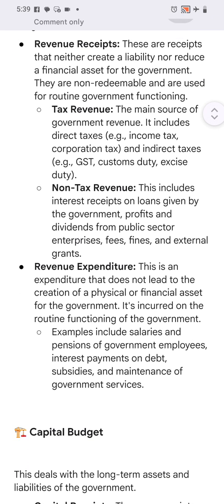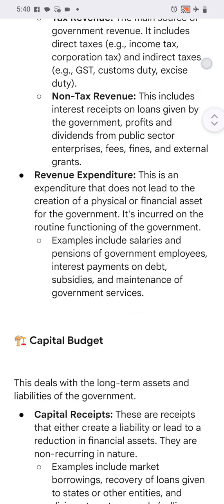Next is revenue expenditure. This does not lead to creation of physical financial assets for the government. Examples include, again for the routine functioning, salaries, pensions of government employees, interest payments on debt, subsidies, and maintenance of government services.